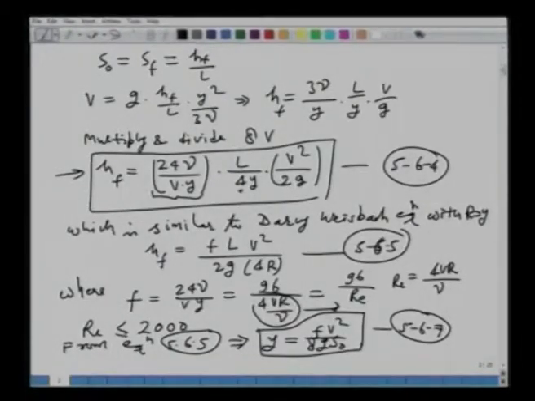Okay. So, from 5.6.5 we are trying to find out what will be y, okay, where r is equal to y. Okay. So, what we are doing is we are using r is equal to y, and then s naught is equal to hf by l. You are using these two basic relations to come from 5.6.5 to 5.6.7. Okay. So, that is your flow depth at the end in terms of the velocity.